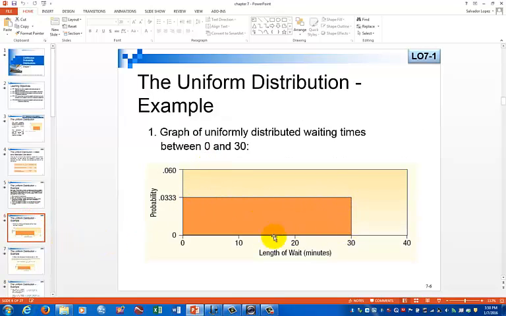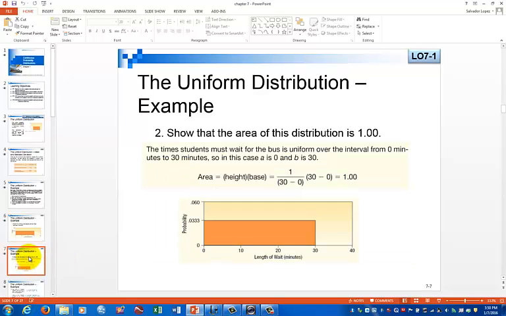Well, in the rectangle, we have the horizontal axis of base defined between 0 and 30 minutes. So what will be the height? Well, the height has to be the inverse of that, and that would be 1 over 30, the inverse of the distance between maximum and minimum. And that is equal to 0.0333. So what would be the area? 1 over 30 minus 0 times 30, or the height times the base. And that is equal to 1.